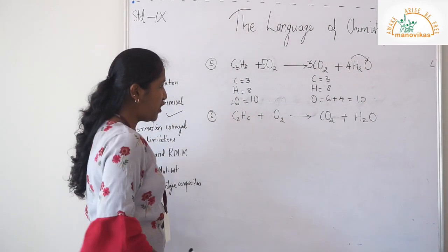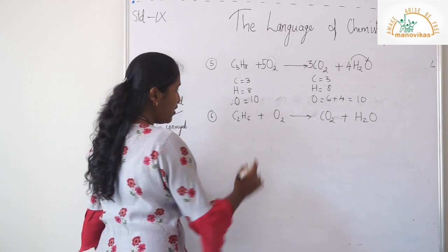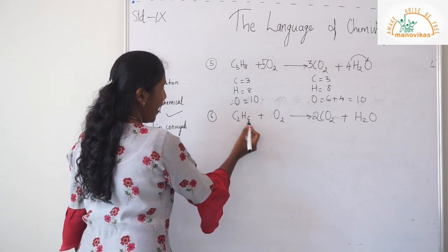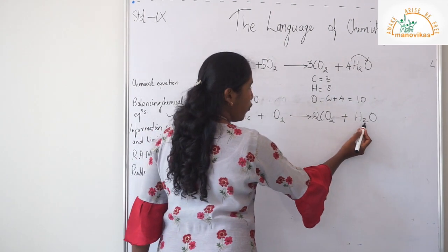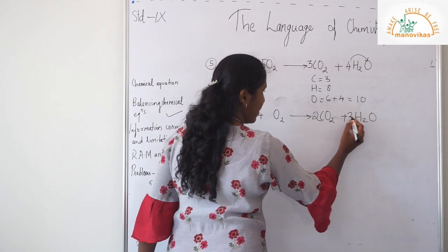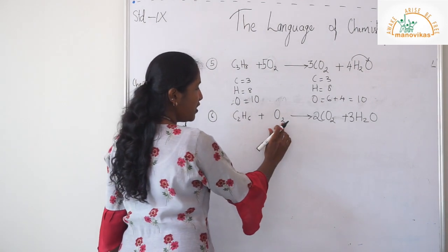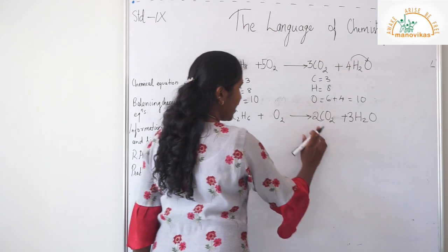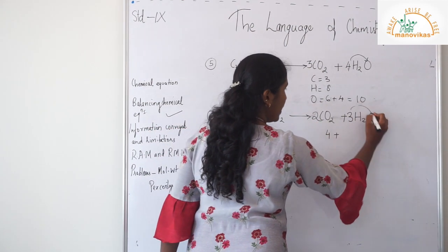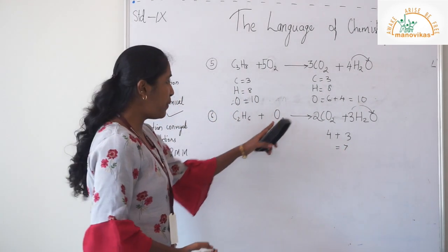Let's go for the next equation. You have C2 and here you have 1 carbon. So I'll put 2 over here. Now let's go for the next, H6. So here we have only 2. So to make it 6, we will multiply it by 3. 3 twos are 6. Now let's go for oxygen. Oxygen is 2 over here and on the right hand side you have 2 twos are 4 plus 3, which is 7.